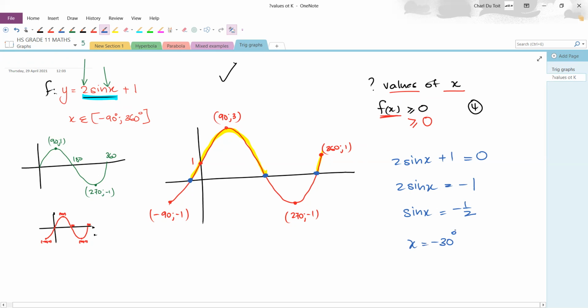You should first do trig, then trig graphs, because they'll teach you how to do this.